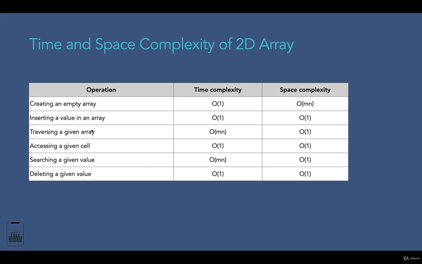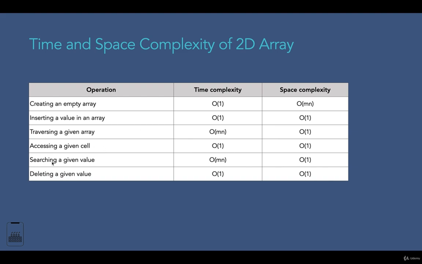Now the next operation is accessing a given cell in the array. Whenever we are accessing a given cell in a two-dimensional array, as in a one-dimensional array, the time complexity is O(1) because we know the physical location of these cells. That's why it's not taking much time to find this element. We are just referring to the physical location of this cell and accessing the value. So that's why time complexity and space complexity are O(1).